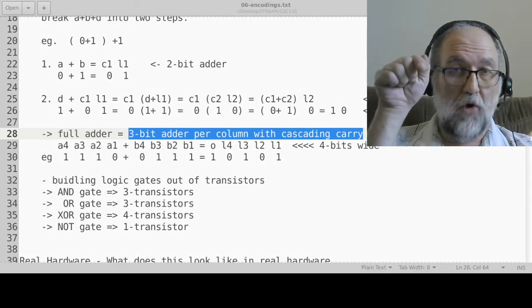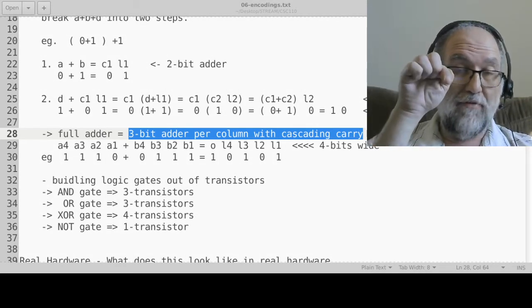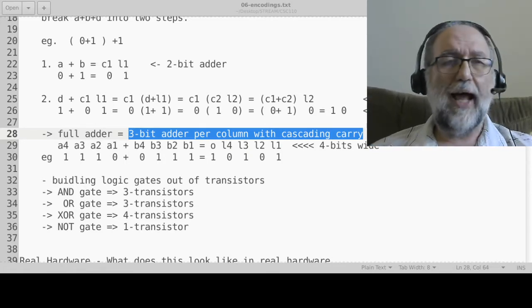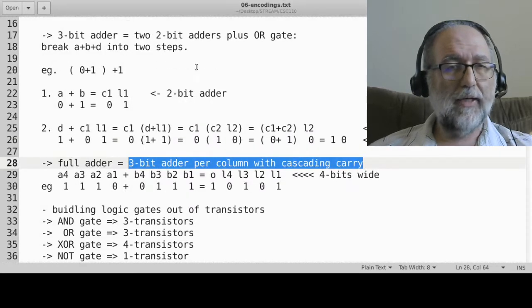What I mean by that is you would add 2 columns, and then whatever carry you had from that, you'd send it into the 3-bit adder for the next column, okay? And again, I showed you that circuit last time, so I'm not going to do that again. But basically, there, you had something that looked like this.